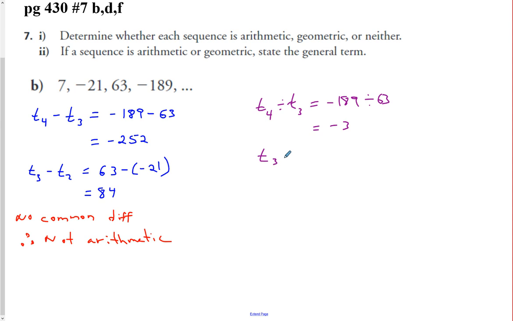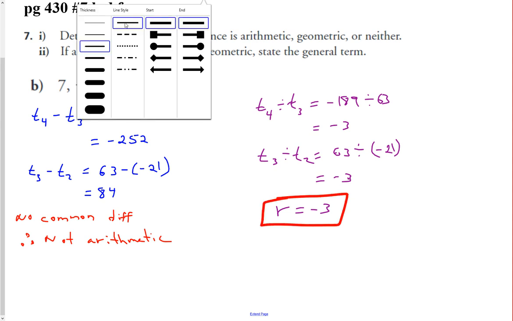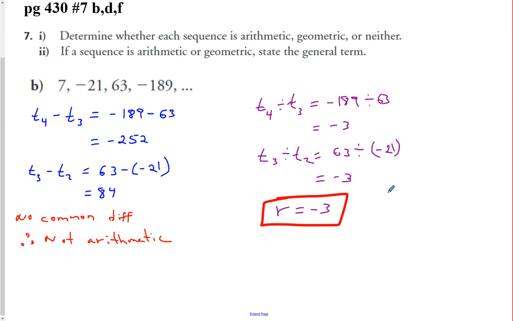And then I can try again. What's my 3rd term divided by my 2nd term? That's 63 divided by negative 21. And that also gives me negative 3. It looks like that's true for all of them. So negative 3 is going to be my common ratio. So I'll just put an R here for common ratio, and then I'll put a negative 3, and then I'm going to put a nice big box around that. I can also figure out what my first term is, because I say, okay, my first term is 7. So this is a geometric series.